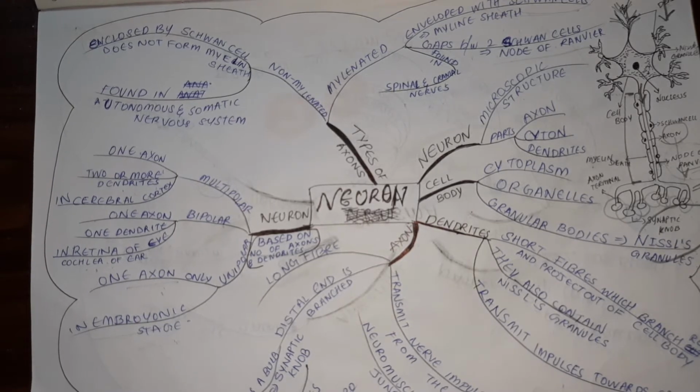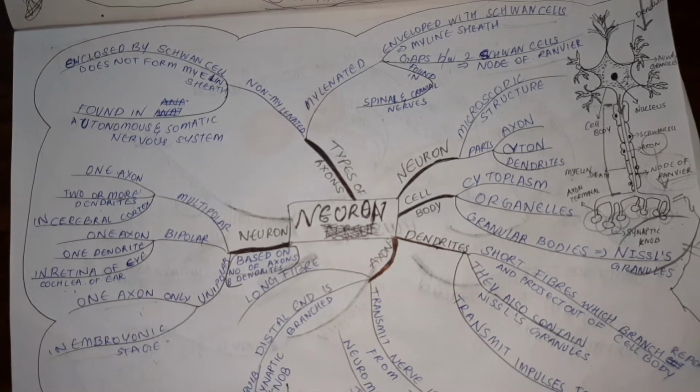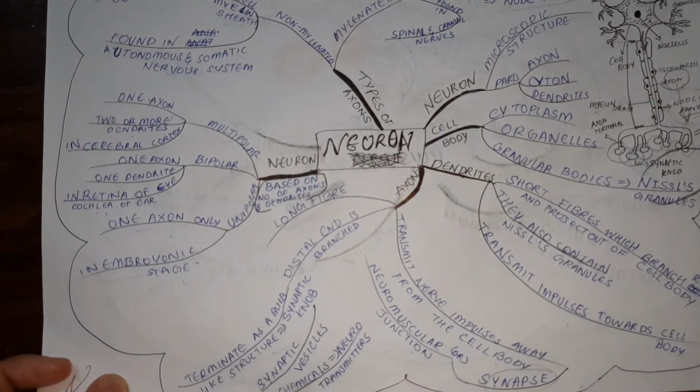Neurons are microscopic structures, and in short, you can say that they contain three parts: axon, cyton or cell body, and dendrites. Let's talk about the cell body first. The cell body contains cytoplasm, organelles, and some granular bodies known as Nissl's granules. Dendrites are short fibers which branch repeatedly and project out of the cell body. They also contain Nissl's granules and transmit impulses towards the cell body.